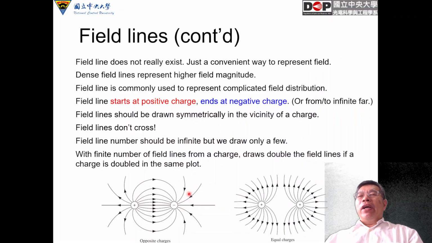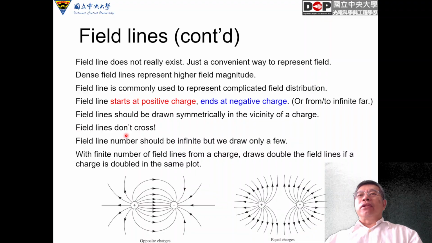So same thing for the negative charge, probably from infinity to here. Apparently, this line definitely goes to infinity, right? So that's the idea. Field lines should be drawn symmetrically in the vicinity of a charge. In the very nearby region of a charge, the field lines should have equal spacing, so there should be uniformity or symmetry around the vicinity. Vicinity is the nearby part of a charge.